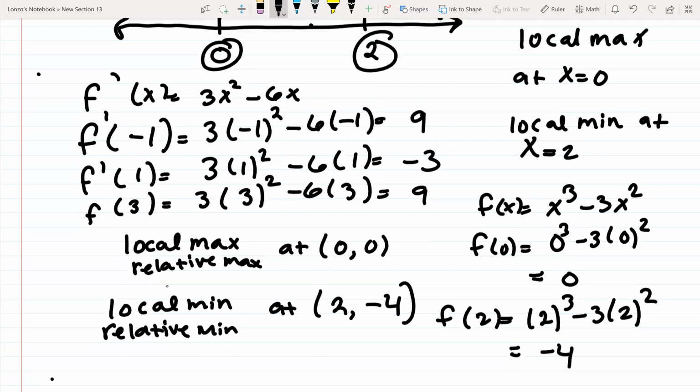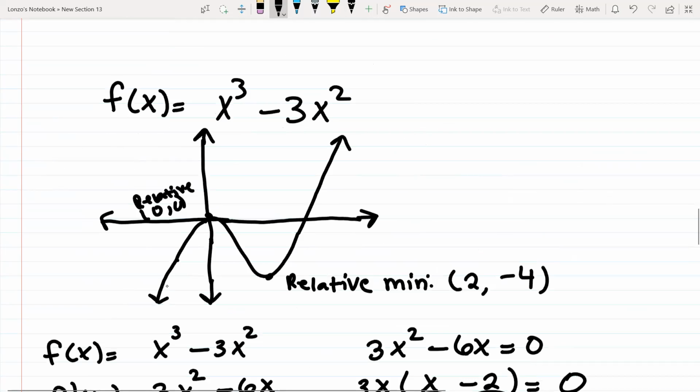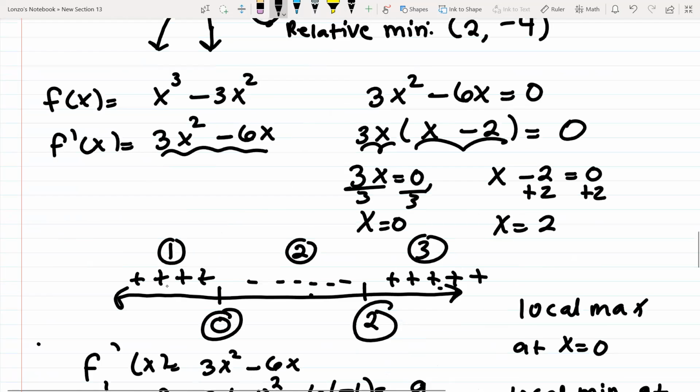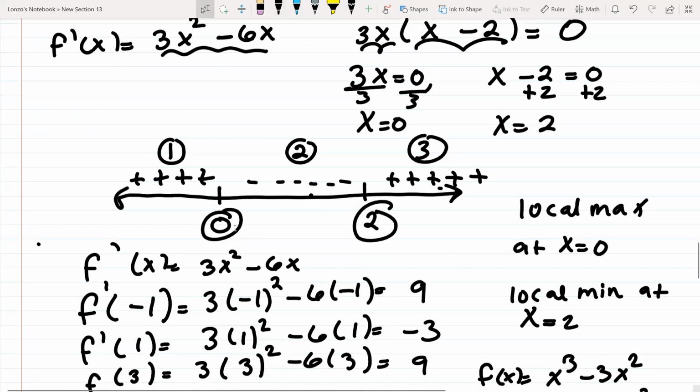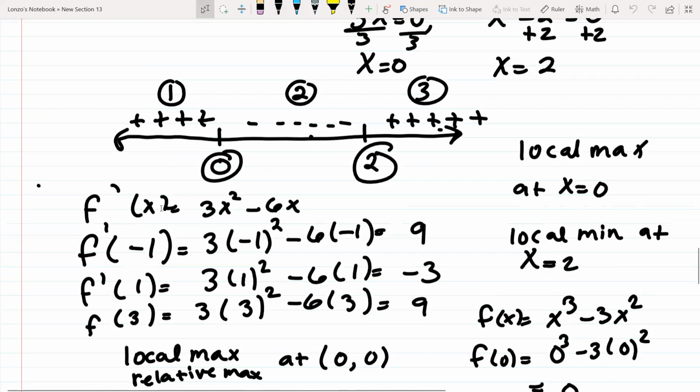So yeah, that's pretty much how you do it. You find your critical points by taking the first derivative and setting it to 0. Once you find your critical points, do the test point method. If the sign goes from positive to negative, you have a local max. And if the sign goes from negative to positive, you have a local min.